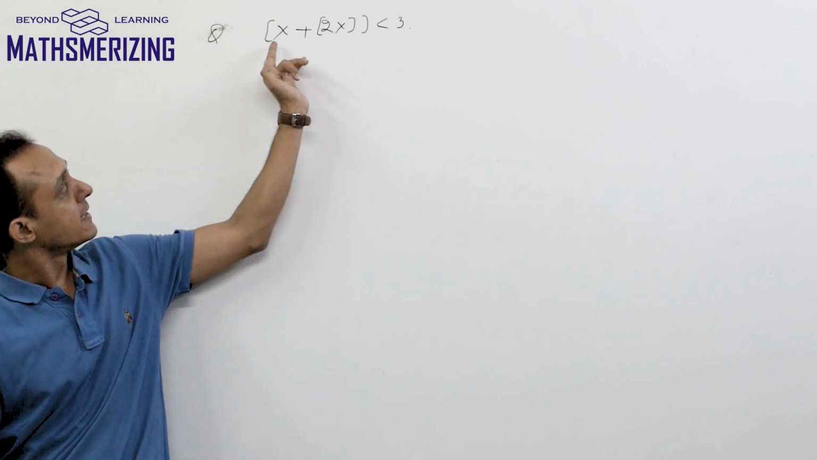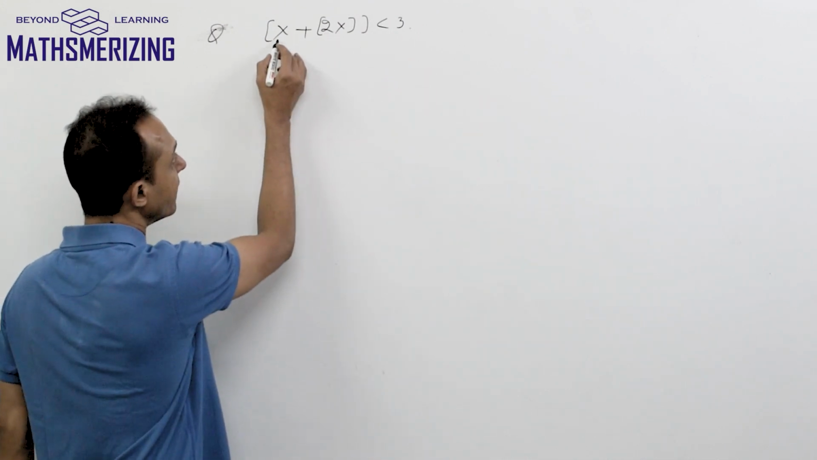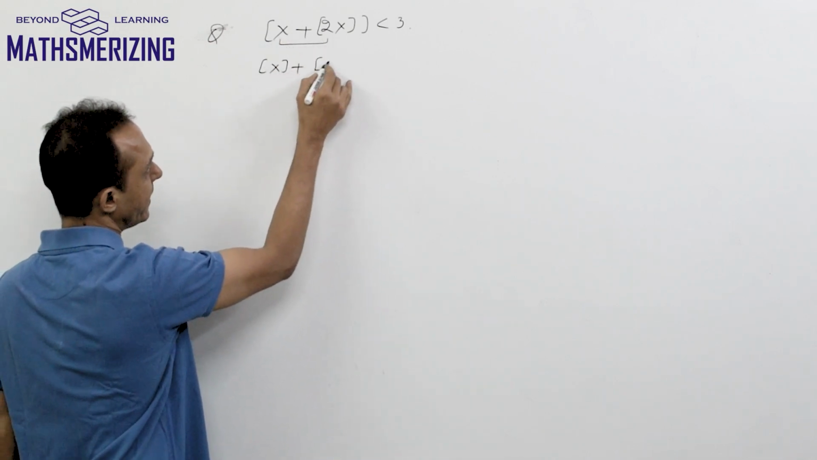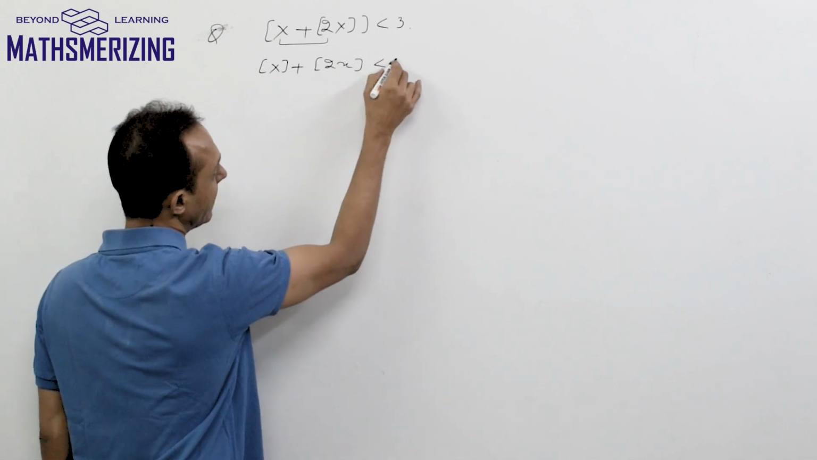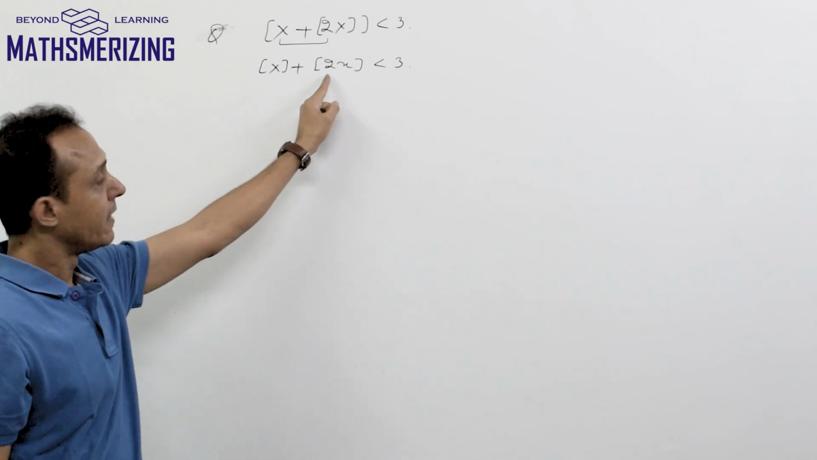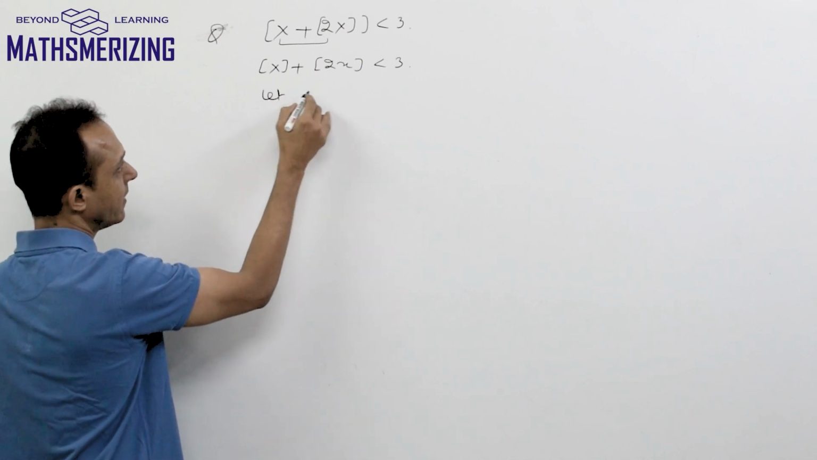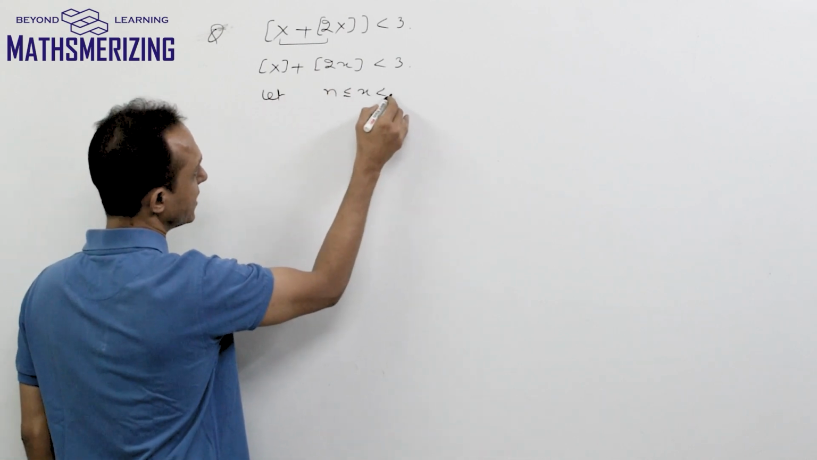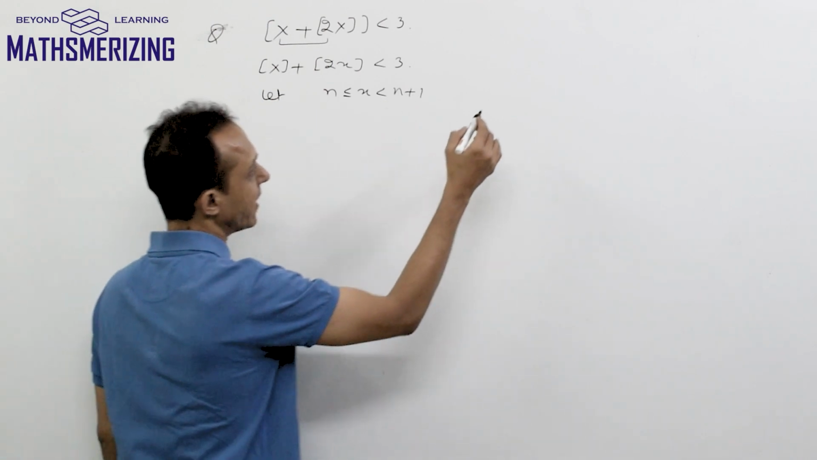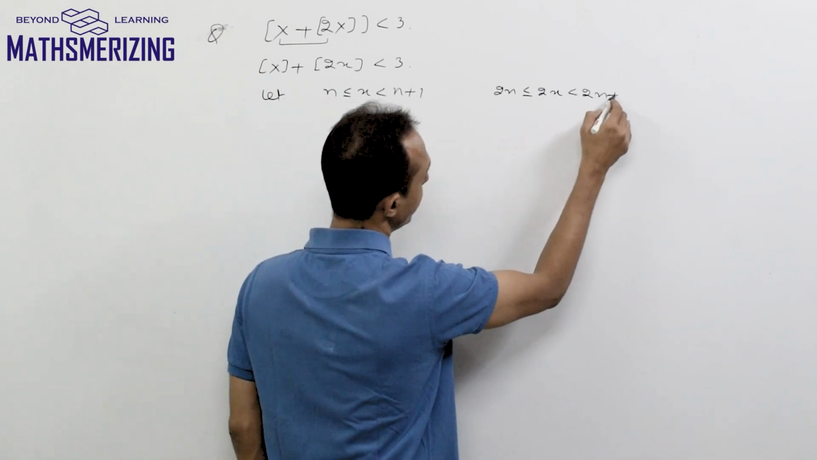So now the question is: greatest integral function of x plus greatest integral function of 2x is less than 3. Now what I know is that the greatest integral function of x plus n is the greatest integral function of x plus n, and n in this case is 2x, and this will be less than 3. Now here again I have a problem because it is the greatest integral function of x and the greatest integral function of 2x. So what I'll do is, again I'll say let x lie between n and n plus 1. In that case, 2x will lie between 2n and 2n plus 2.